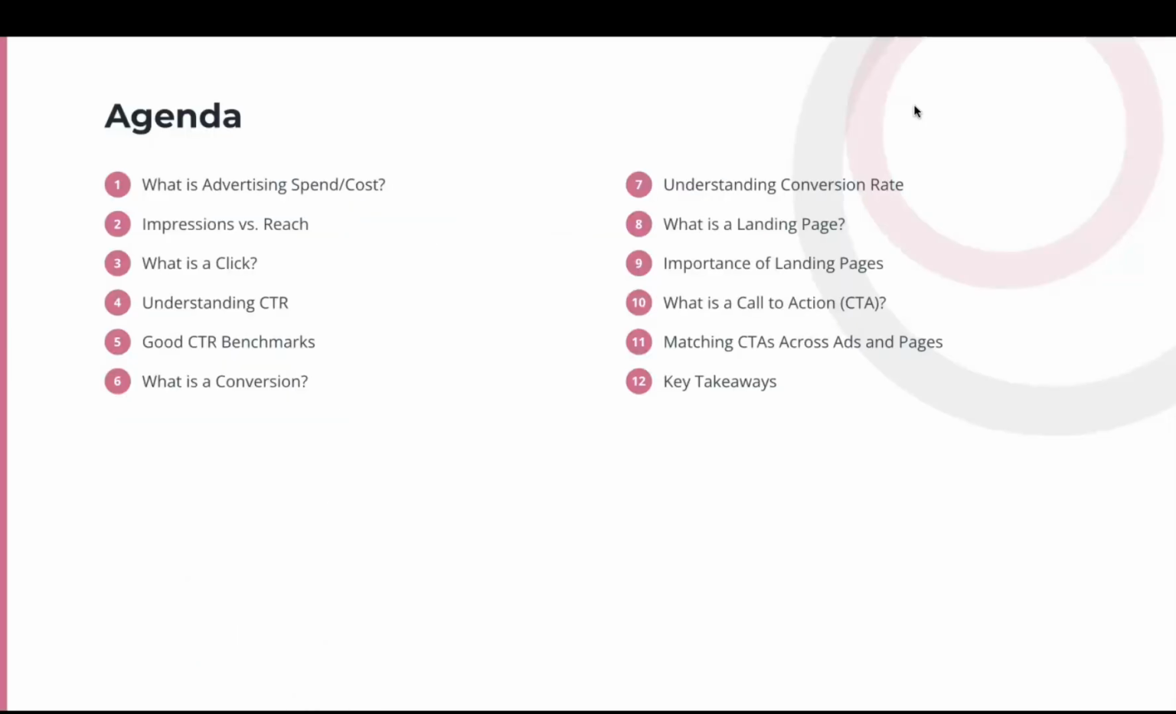In today's agenda, we're going to be going over what is advertising spend slash cost, impressions versus reach, what is a click, understanding CTR, aka click-through rate, what are good CTR benchmarks, what is a conversion, understanding conversion rate, what is a landing page, the importance of a landing page, what is a call to action, aka CTA, matching CTAs across ads and pages, and any key takeaways.